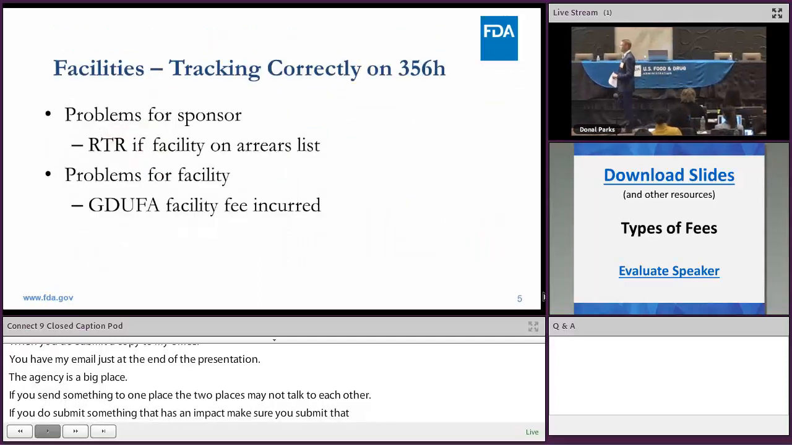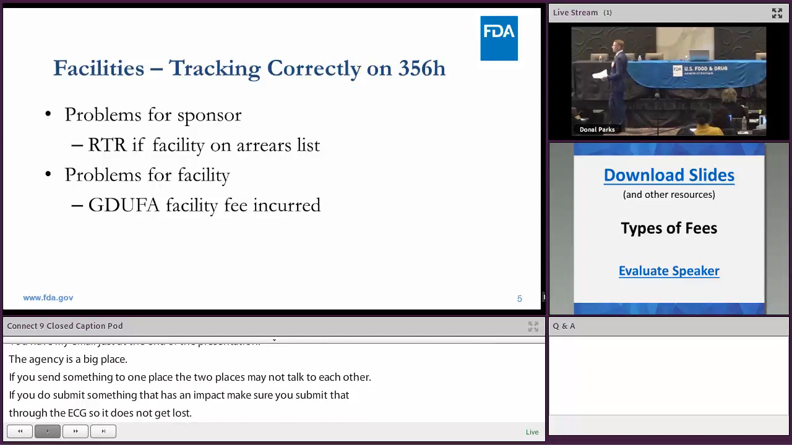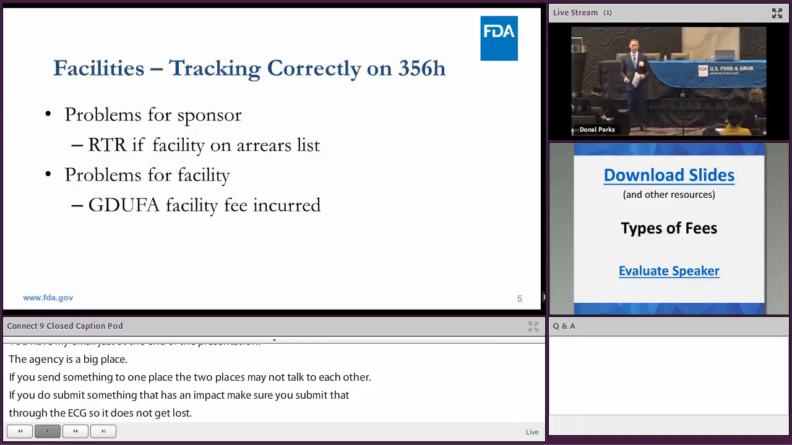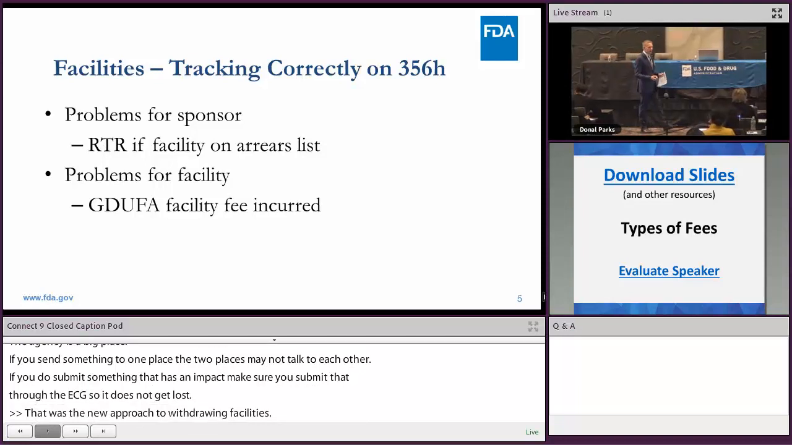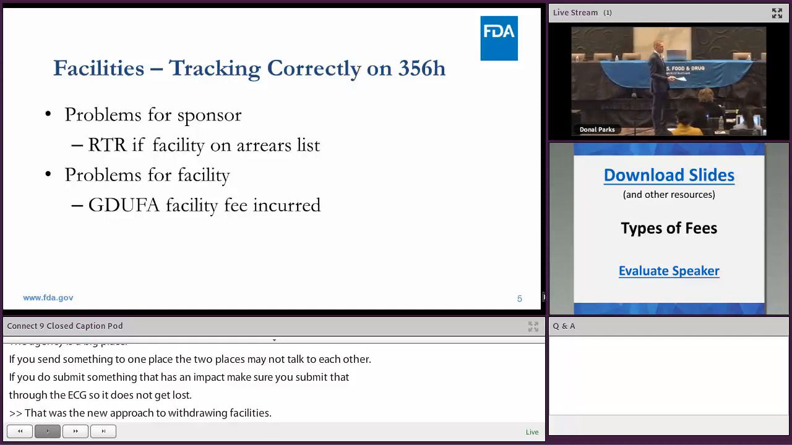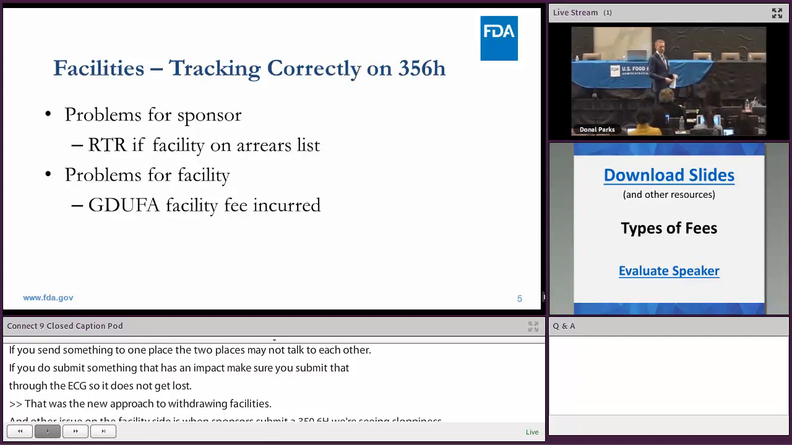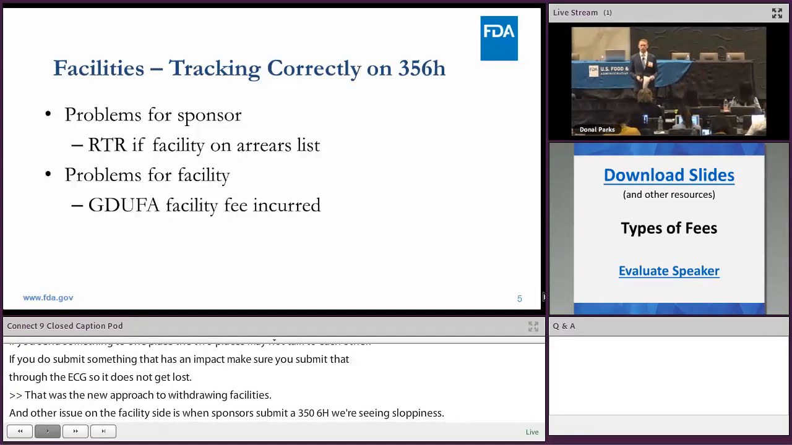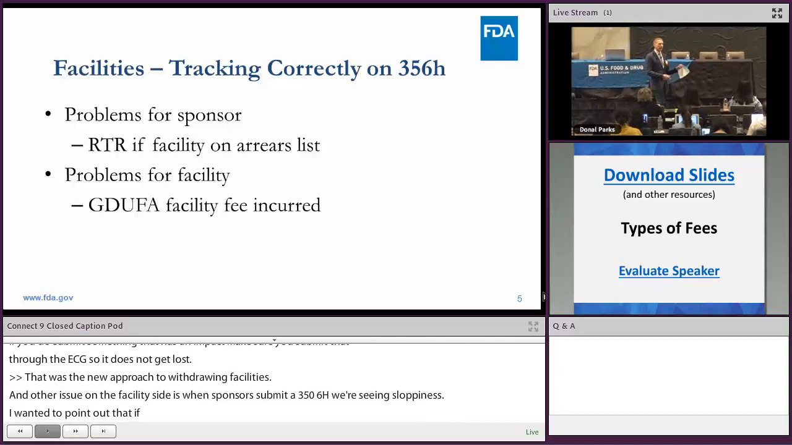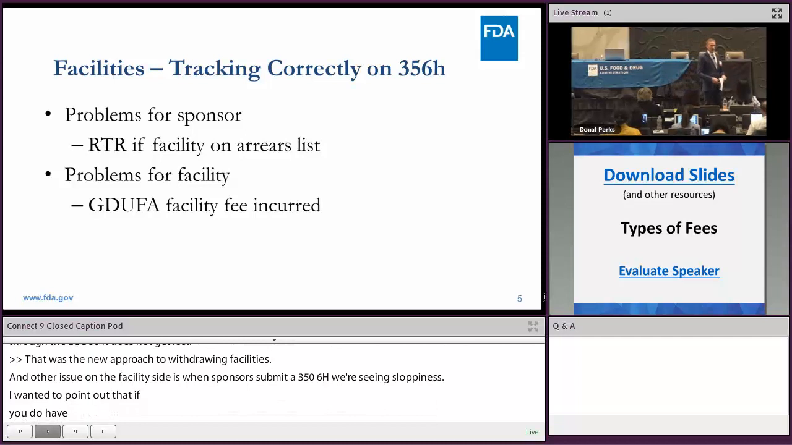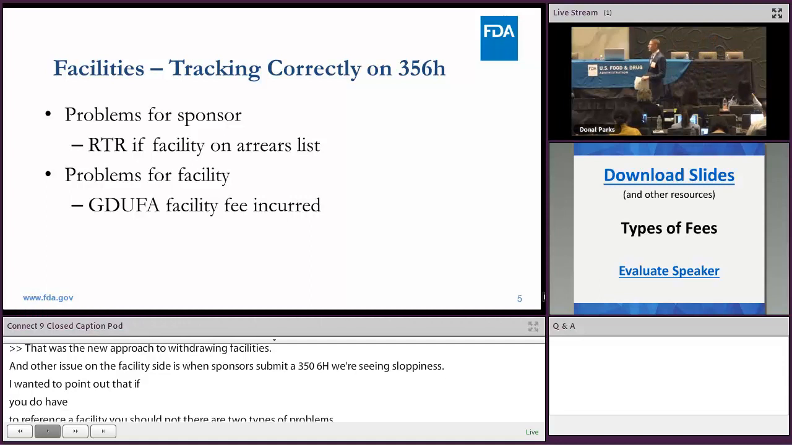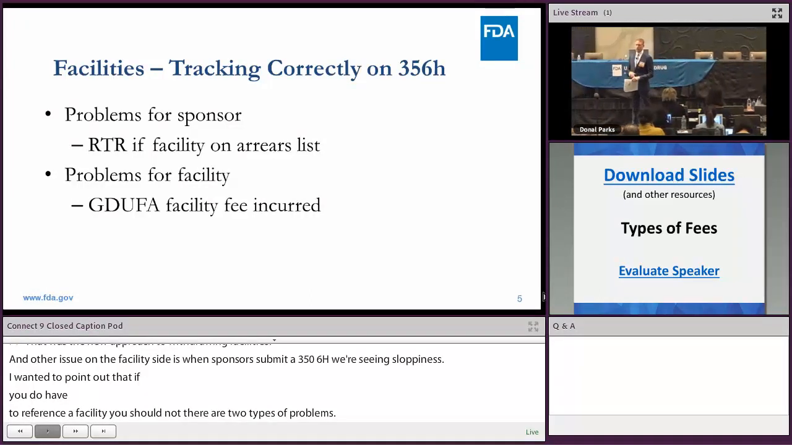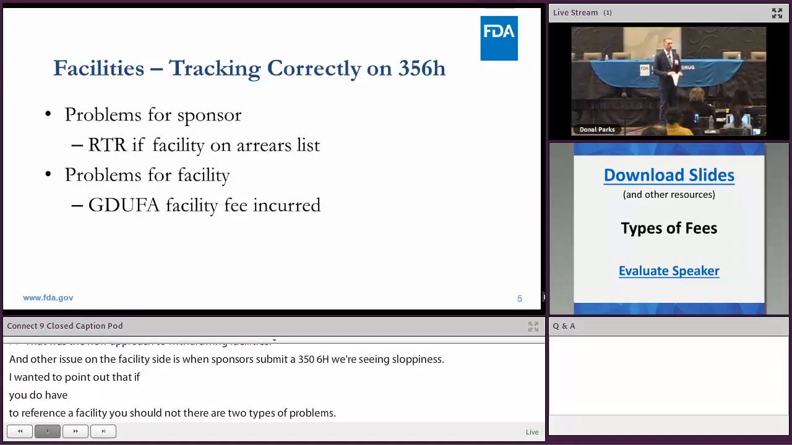Another issue we've run into on the facility side is when sponsors submit a 356H, we're seeing cases where there's some sloppiness. And so I just wanted to point out that if you do have an issue on your 356H where you're referencing a facility that you shouldn't, there's two types of problems that can occur. If you're the sponsor and you're referencing a facility that shouldn't be in your application, and then that facility goes on our arrears list because it doesn't pay the fee, then your entire portfolio as the sponsor can get misbranded until and unless that fee problem goes away. So unless you're willing to pay that fee, if that facility goes on the arrears list, you don't want to have anything to do with them.